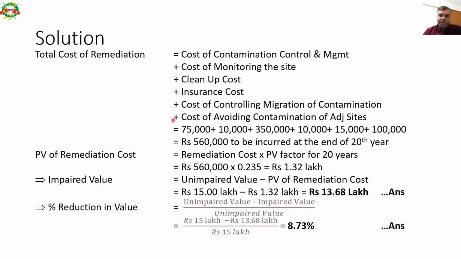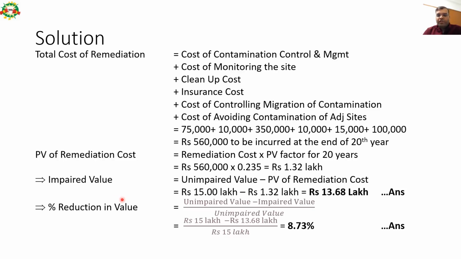All these costs have been given in the question. We have to simply add up these costs, and the combined value of these costs is 5.60 lakh, but it is required to be incurred after expiry of the economic life, which is the 20 years. So this cost is required to be incurred after 20 years. So we have to calculate present value of this remediation cost by discounting it, by multiplying it with present value of 20 years. It is given in the question. So 5.60 lakh is the total cost of remediation required to be incurred after 20 years. So present value of this 5.6 lakh to be incurred after 20 years is equal to 1.32 lakhs. This figure is given in the question.